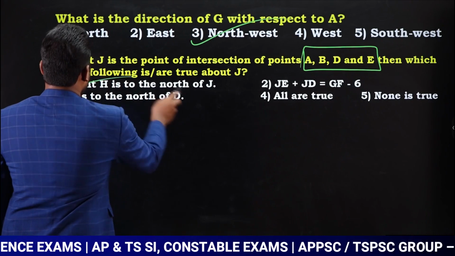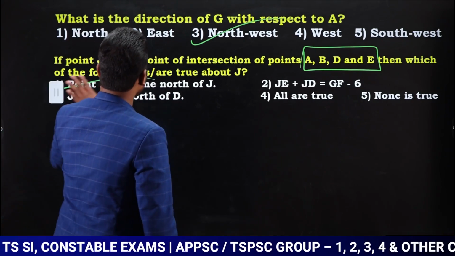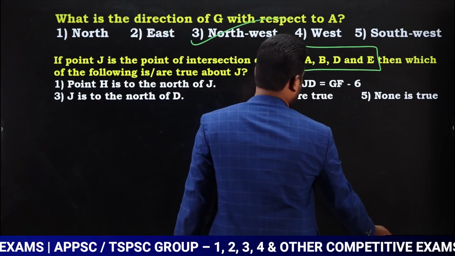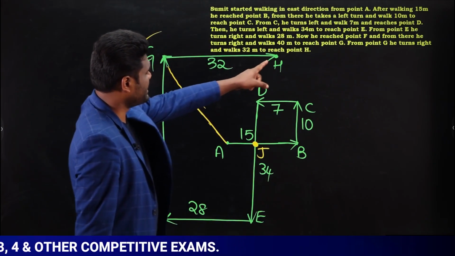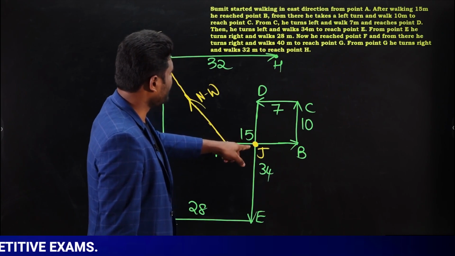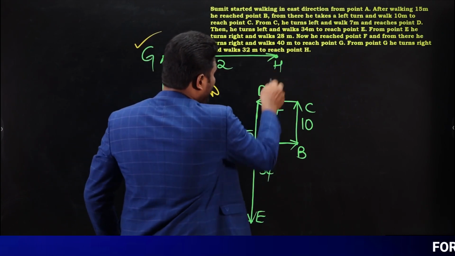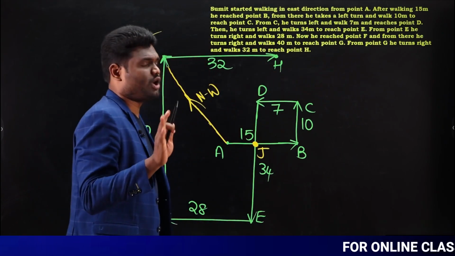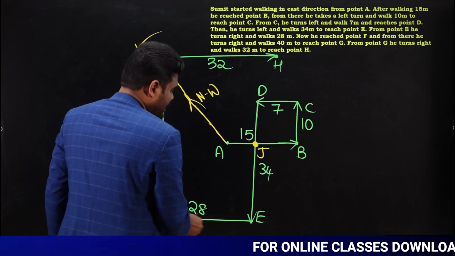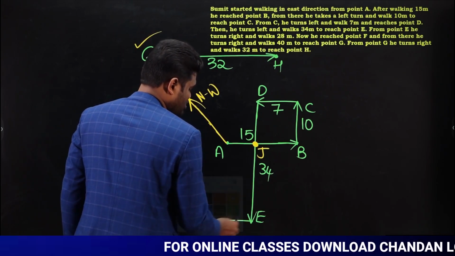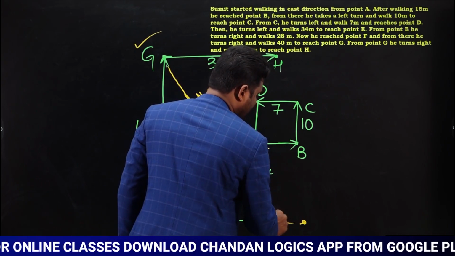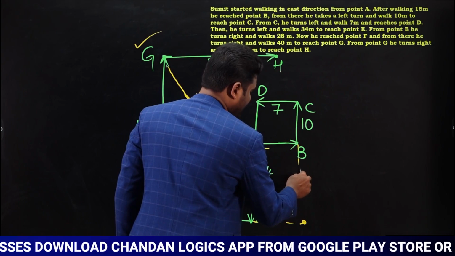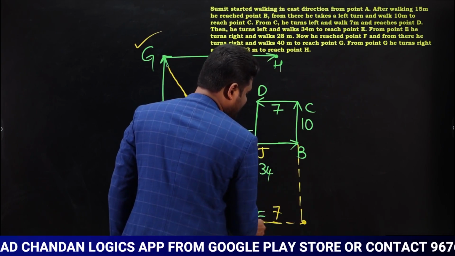Look at the first option. Point H is to the north of J. Look here. Where is point H? This is point H. This is point J. Now if we observe, is point H north of J? No, it is not. Why? If we observe, from here to here this is 28. From here to here, this is going to be how much? This is 7.